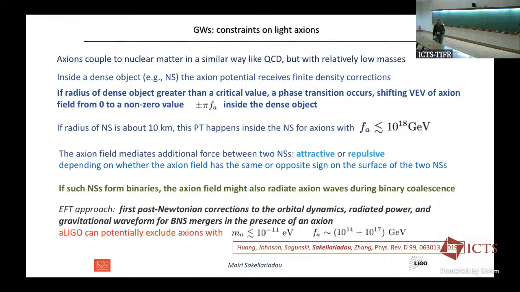We have done that before the BNS discovery with an effective field theory approach, and we found that advanced LIGO will be able, by studying that, to put constraints on axions with mass smaller than 10 to minus 11 eV, and in this kind of range, if it is the decay constant of axions.